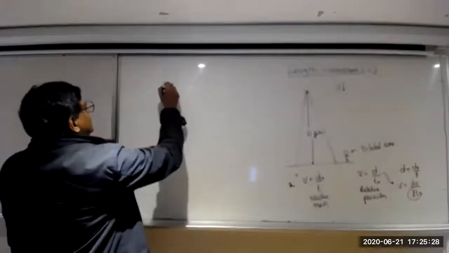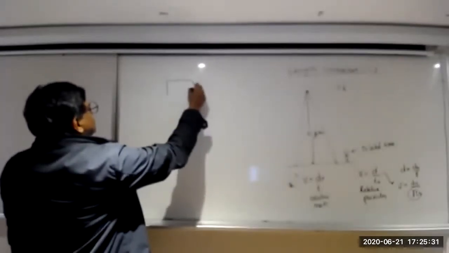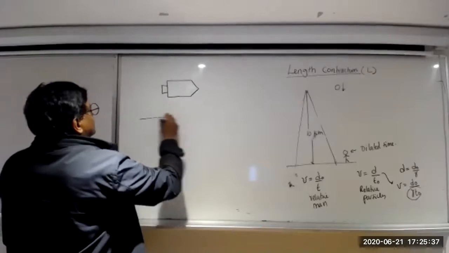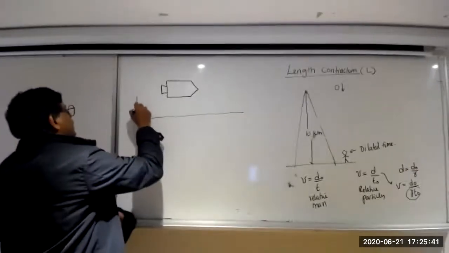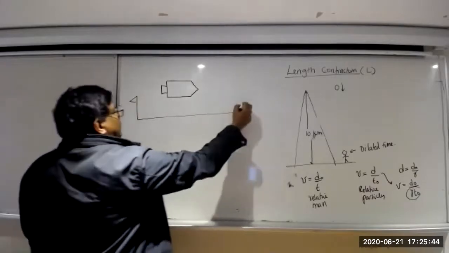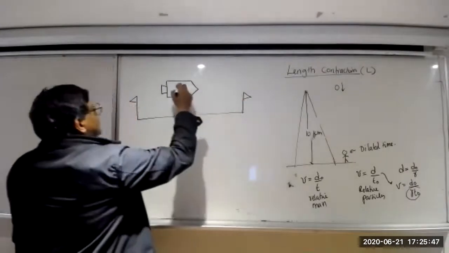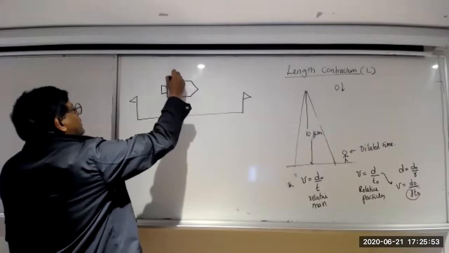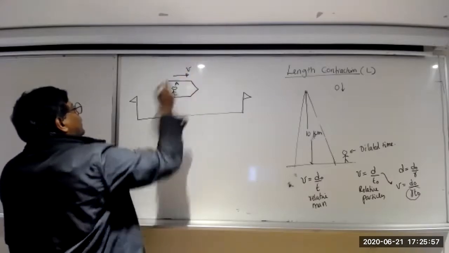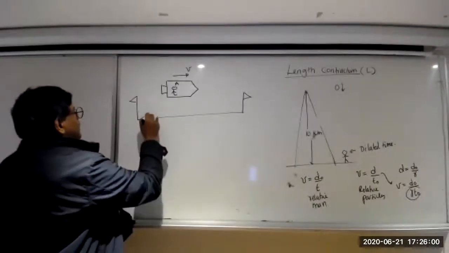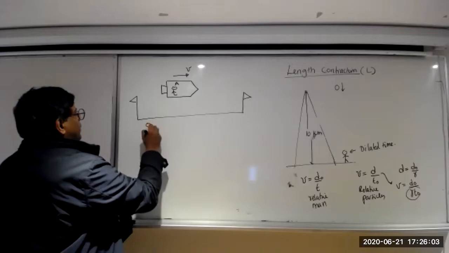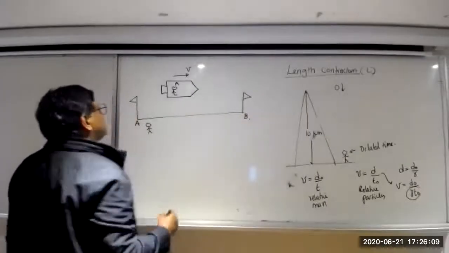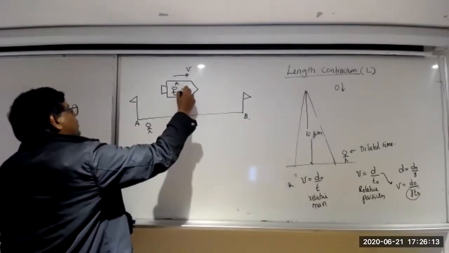Now consider this spaceship is traveling between 2 points. 2 points are on the ground. The spaceship is traveling. There's observer A traveling at speed v between 2 points. Now the observer on the ground takes a measuring tape. He measures that length between A and B. This guy is measuring the time for his trip between A and B.